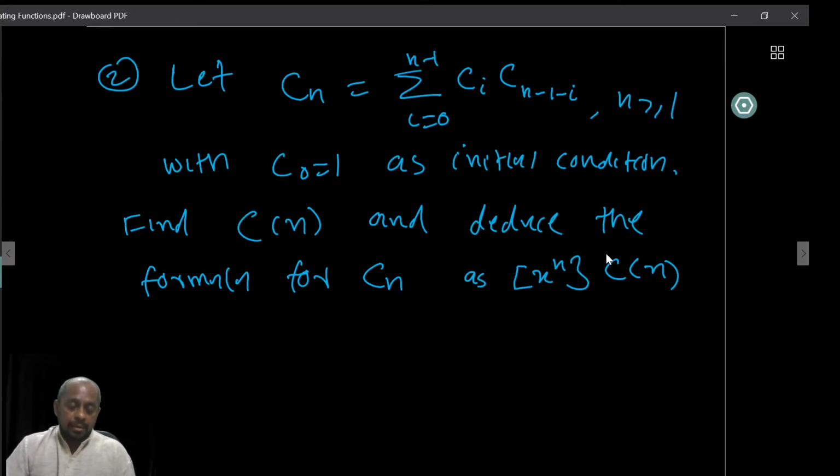The second question is, given this recurrence, Cn is equal to the summation i equal to 0 to n minus 1 of Ci times C(n minus 1 minus i), for n at least 1, with C0 equal to 1 as the initial condition. Find C of x and deduce the formula for Cn as the coefficient of x raised to n in C of x. Okay, so these are two homework questions for you.